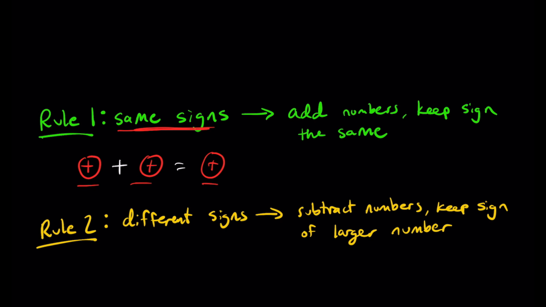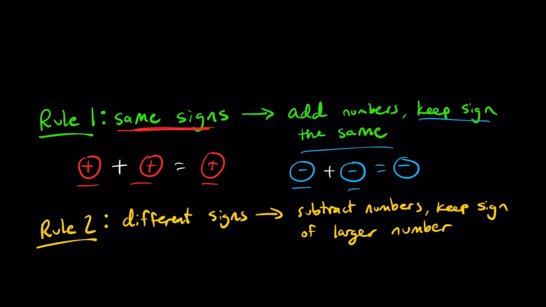Same thing if they were both negative. If I have a negative number plus a negative number, my answer is going to be a negative number. Again, keep the sign the same in our answer, and it's whatever signs we had from the 2 numbers we were adding to begin with.